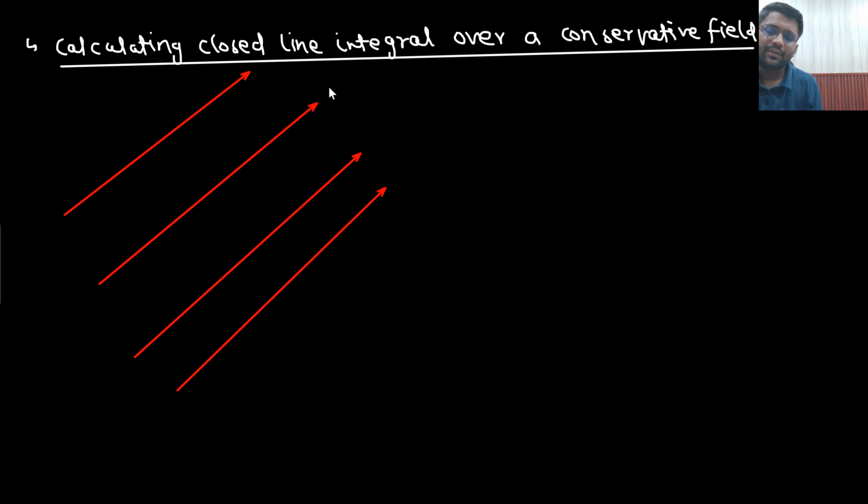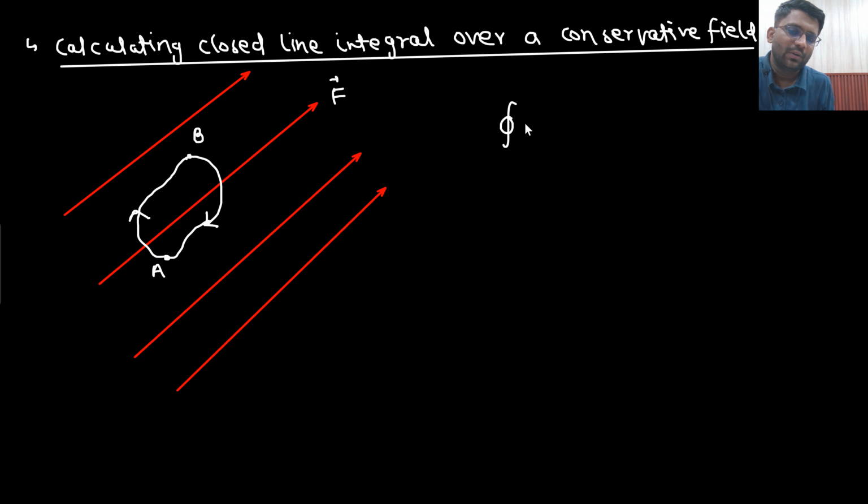In this field F, I am calculating a closed line integral. That means from A to B I will go, then from B to A again I will come back. This is the path I need to follow. So closed line integral I am calculating.